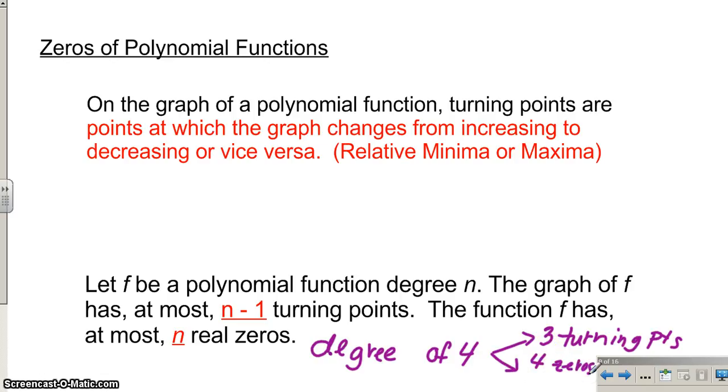There's an example for you. It doesn't necessarily mean it's going to have 3 or going to have 4 of those. However, it will have at most. So if you come up with anything more than 3 turning points or anything more than 4 zeros, then you did something incorrect along the way.